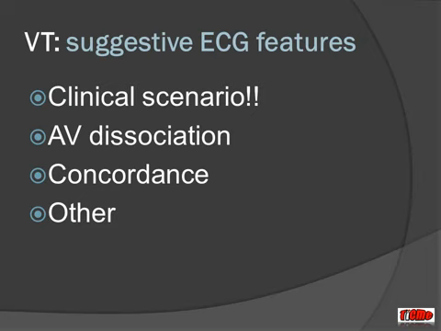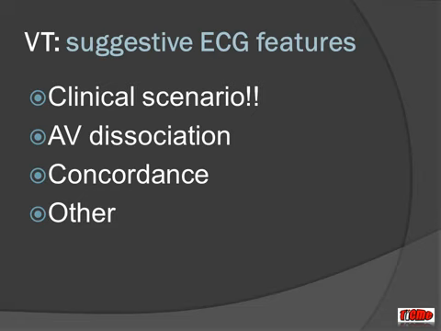Okay, so let's talk about VT now. The important thing that we're going to talk about now is how we determine whether something's VT or not. As I said, 80% of wide complex tachycardias at EP studies are VT, so you could just go with the likelihood of statistics and say that everything wide complex is VT, but if we're going to use a little bit more diagnostic zeal, then we start with the clinical scenario.